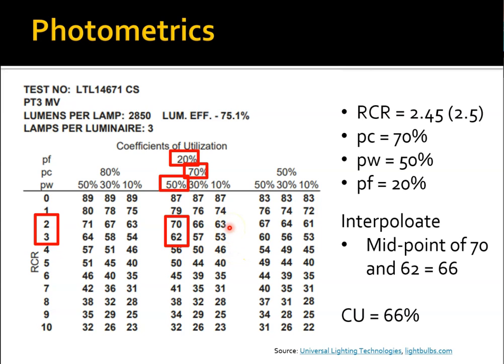Again, if you don't have any of this, you don't have a luminaire spec sheet, it happens, right? You can't find the luminaire spec sheet. You just go with 80, 50, 20. You would go with these numbers, which you can see is going to be a difference of 1%. Not a big deal. All right.